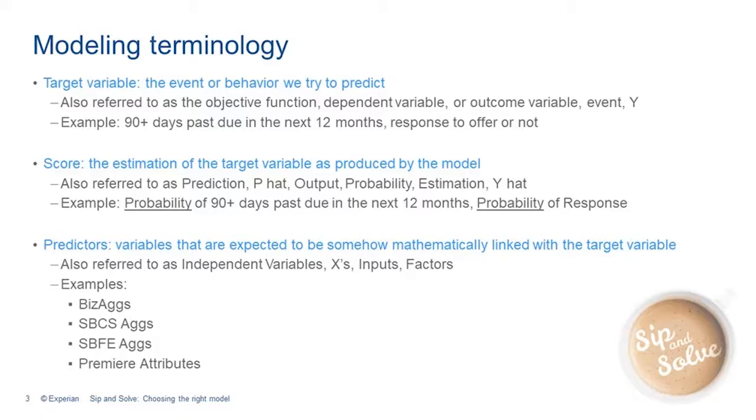Then the other component of models are the predictors. Those are the variables that go into a model that are expected to somehow mathematically predict that outcome or target variable. At the bottom of this slide, I have some of those types of predictors listed. At Experian, we have our business aggregates, SBC aggregates, as well as our consumer premier aggregates attributes.